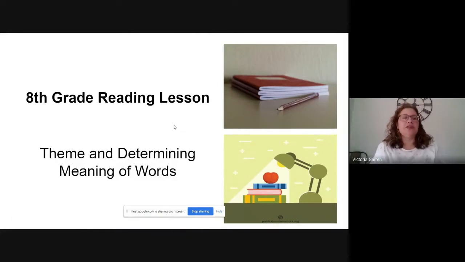So, this is our 8th grade reading lesson. For this week, we have 2 skills that we're going to learn or review. We're going to learn about theme, which we will start tomorrow. Today, we're going to talk about determining the meaning of words, or word meanings.